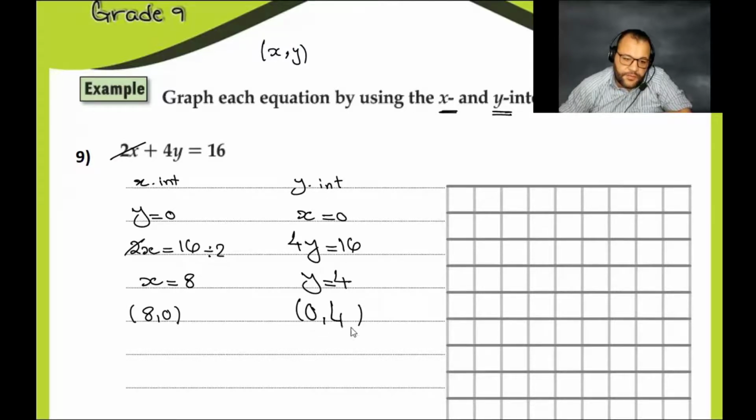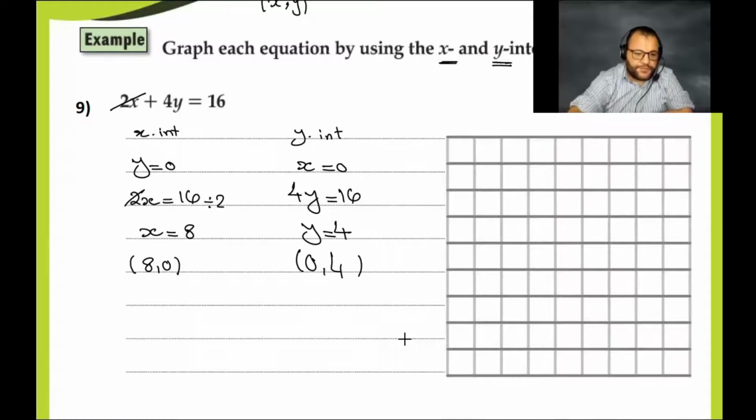(0, 4). So how can we graph this? Because the x value is 0, x is 0 and y is 4. Why is it not 4 and 0? Because the x is 0 and y is 4. I'm writing x and y because that's called an ordered pair. In order, you have to write x first.